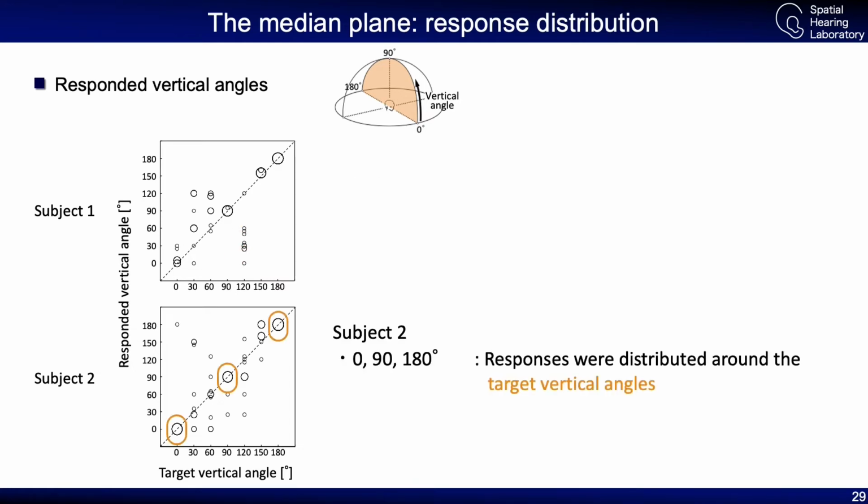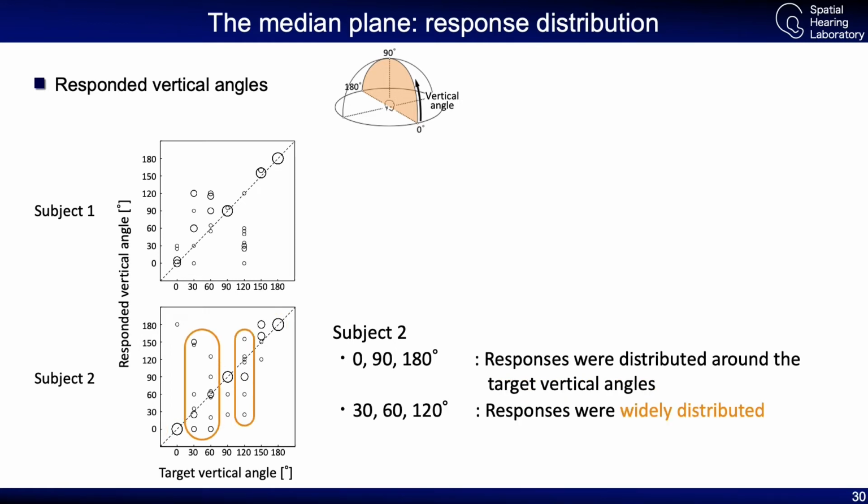For subject 2, the responses were distributed around the target vertical angles for the target azimuth angles of 0, 90, and 180 degrees. However, the responses were widely distributed for the target vertical angles of 30, 60, and 120 degrees.